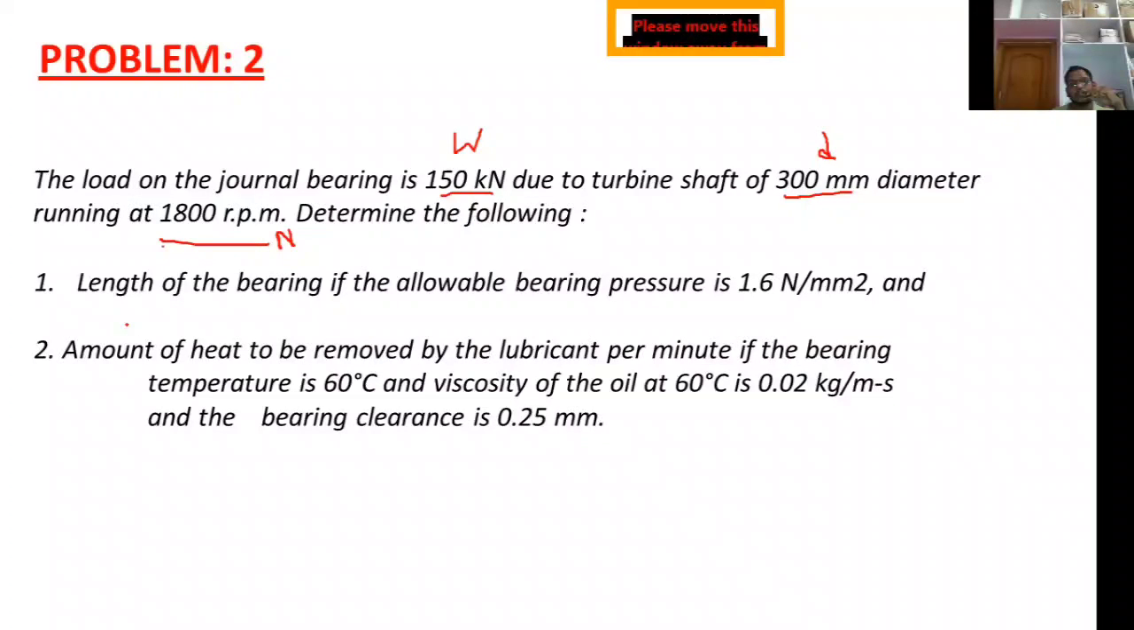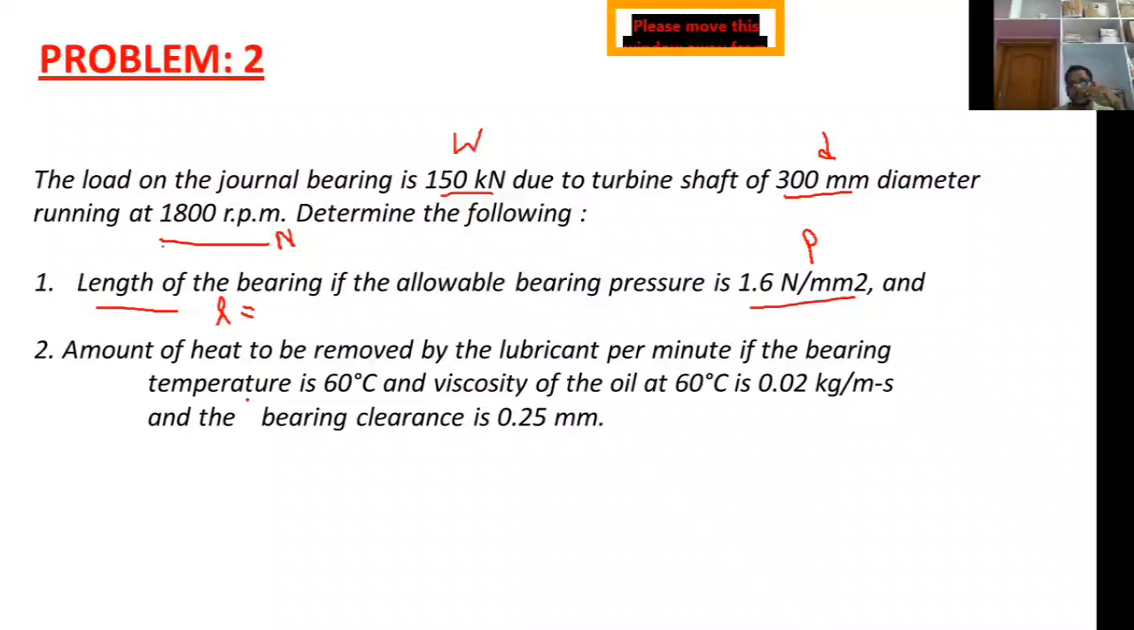Now in this case you have to find the length of the bearing required, that is you have to find the value of L. And this is the bearing pressure, capital P. Capital P is given, that is the bearing pressure P equal to 1.6 megapascal. By using this bearing pressure you have to find the value of L.